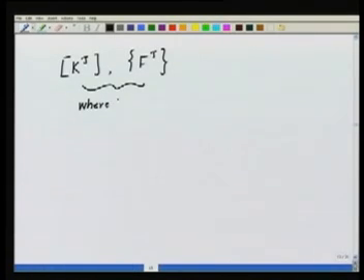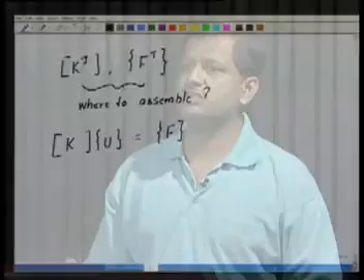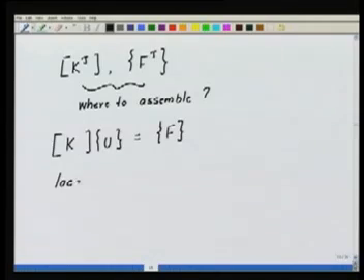Where to assemble? That is, in the global stiffness matrix K, in the global problem Ku is equal to F, which row and which column should I add the entries of the element stiffness matrix, and similarly for the load vector. So for this again we have to have a local to global enumeration.